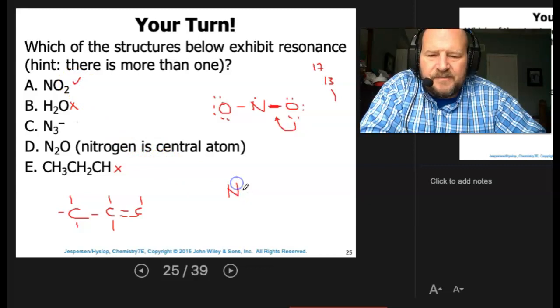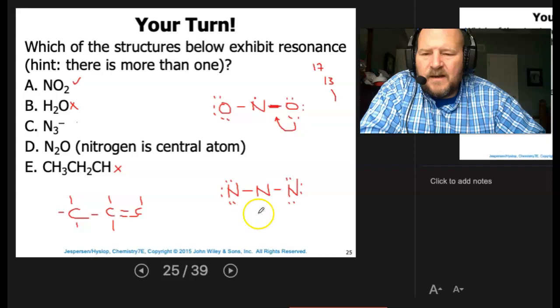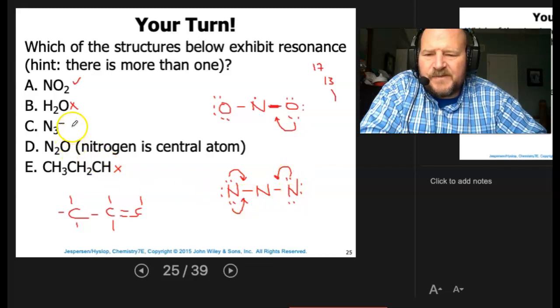N3 minus. So that means we have 16 electrons. 1, 2, 3, 4, 5, 6, 7, 8, 9, 10, 11, 12, 13, 14, 15, 16. All right, so that's all of our electrons. So of course, to make that nitrogen in the middle happy, we could do that. Or we could do just one of these at a time. So this one has some resonance structures.